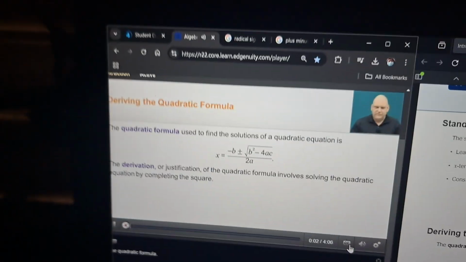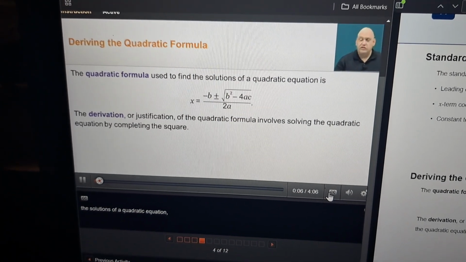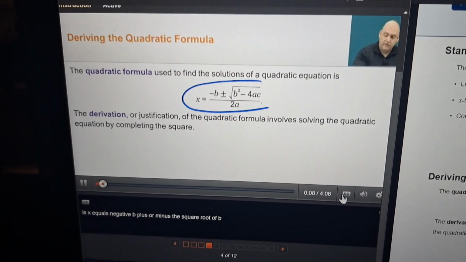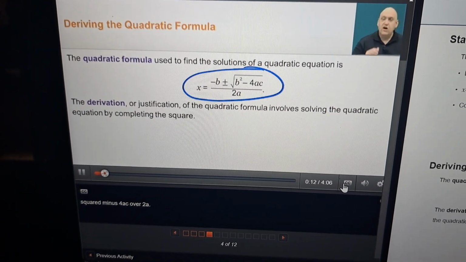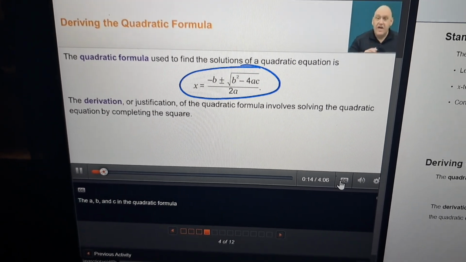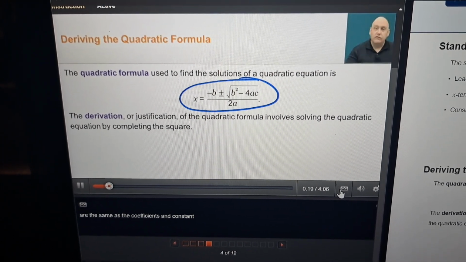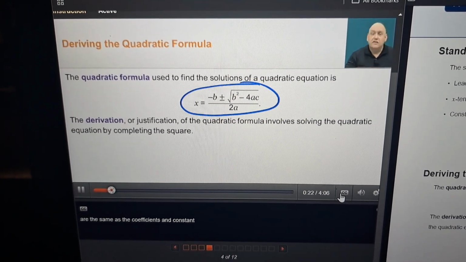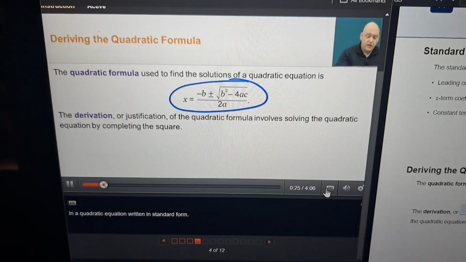Now let's look at the quadratic formula. The quadratic formula is used to find the solutions of a quadratic equation. It is x equals negative b plus or minus the square root of b squared minus 4ac, all over 2a. The a, b, and c in the quadratic formula are the same as the coefficients and constant in a quadratic equation written in standard form.